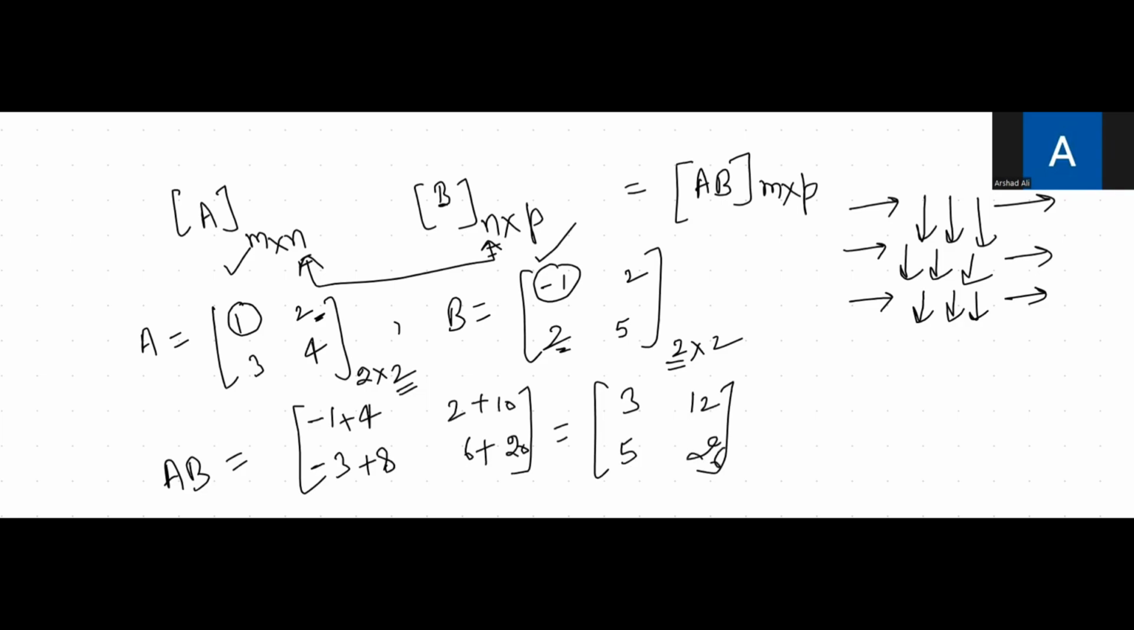What is the order of this matrix? 2 cross 2. Here what is remaining? 2 and here 2. Okay, student. So in such a way we can find multiplication of two matrices. And multiplication is the main thing in matrices.